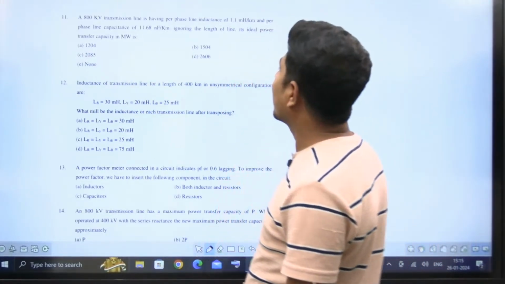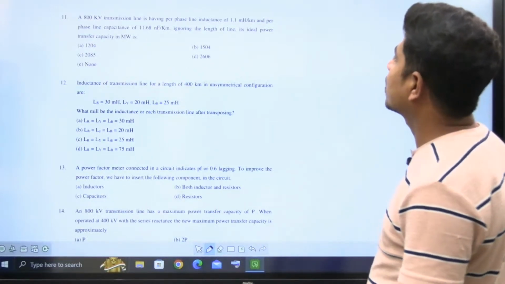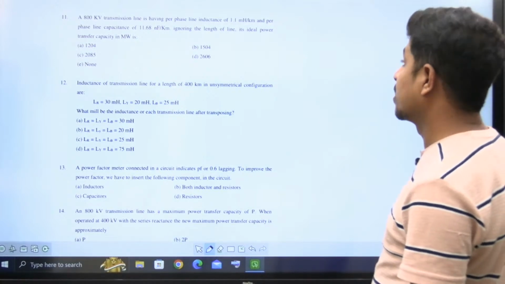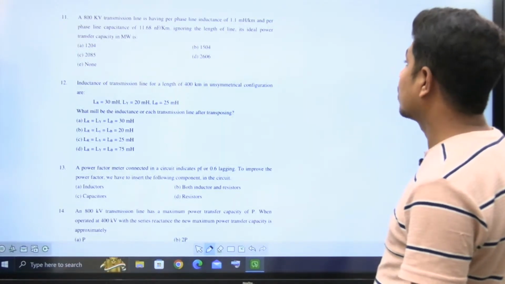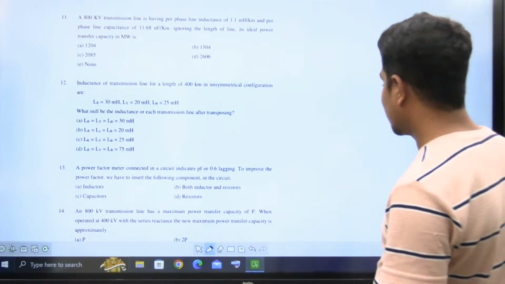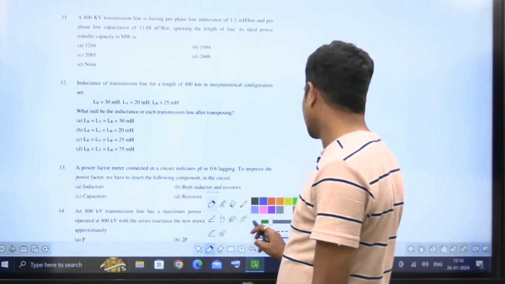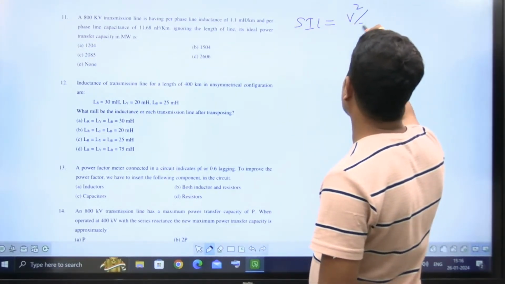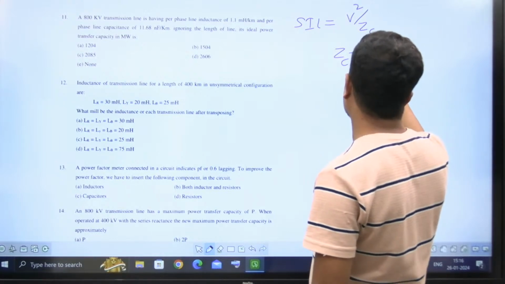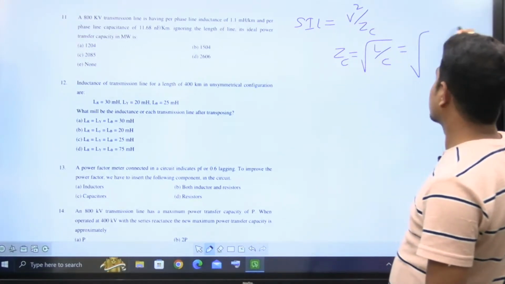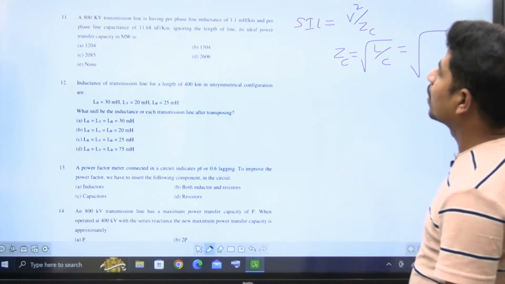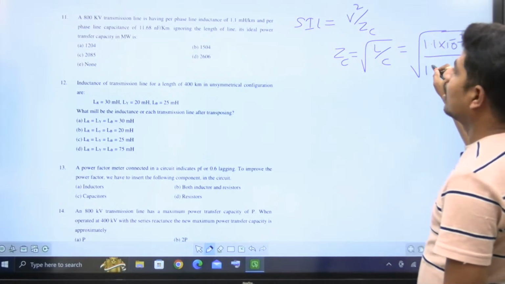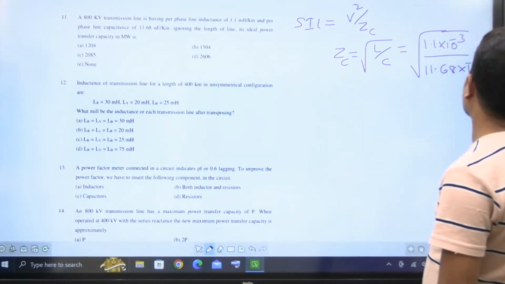An 800 kV transmission line has a per phase line inductance of 1.1 millihenry per kilometer and per phase capacitance of 11.68 nanofarad per kilometer. Ignoring the length of the line, its ideal power transfer capacity in megawatts is? What is ideal power transfer capacity? Ideal power transfer capacity is surge impedance loading. Surge impedance loading is equal to V square by ZC, where ZC is equal to root of L by C. You have the values of L and C, both in per kilometer. This is 1.1 into 10 to the power minus 3 by 11.68 into 10 to the power minus 9 ohms.